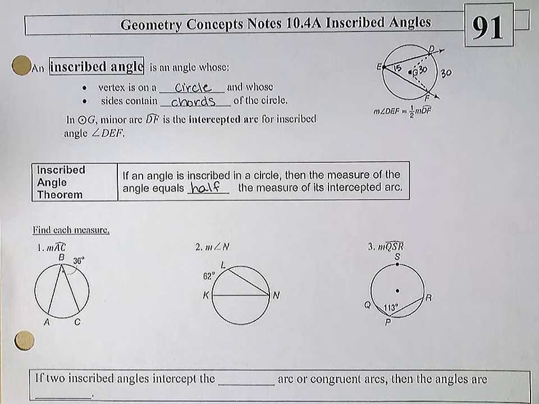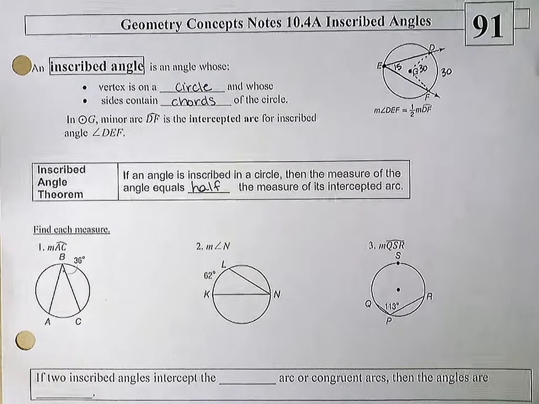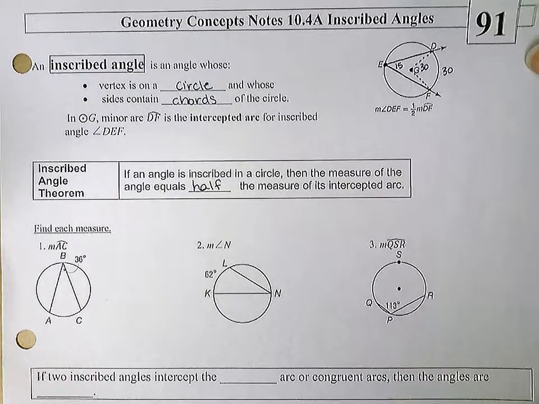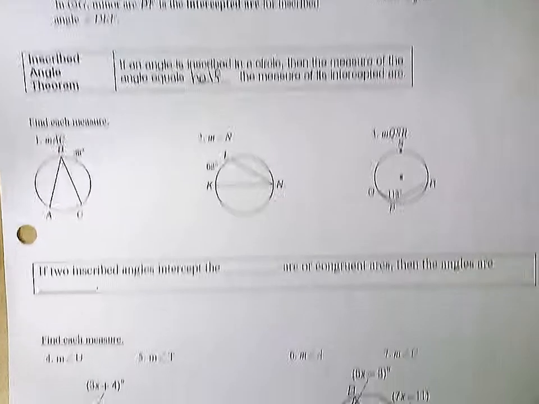Don't get your central angle confused with your inscribed angle. Your inscribed angle is on the circle and it's half of that intercepted arc. Your central angle is from the center of your circle and is the same as the arc. Questions on that? All right, then we're going to look at some examples.